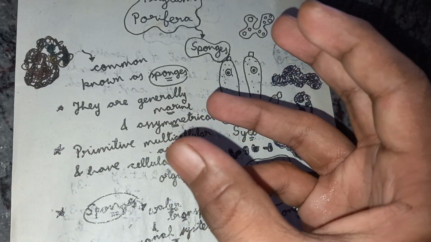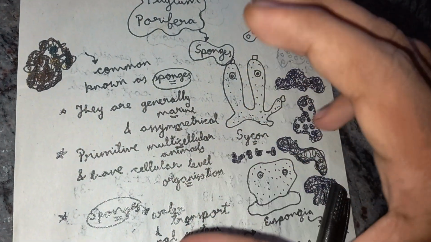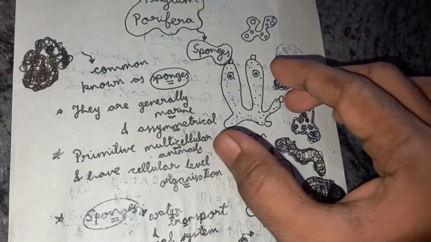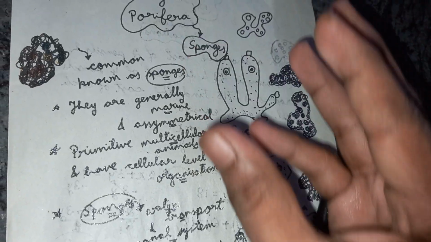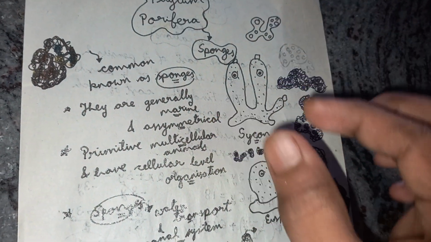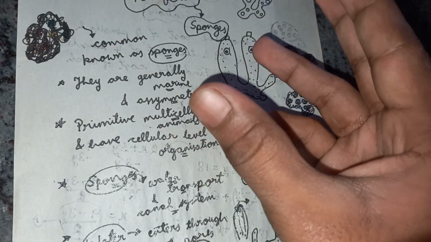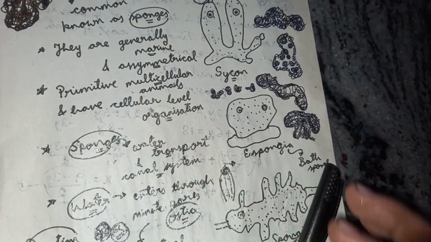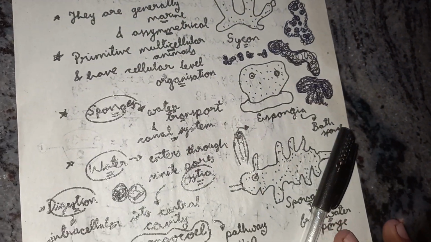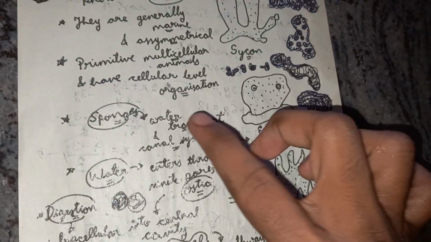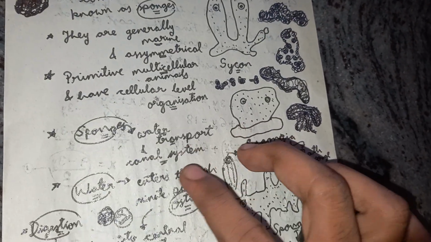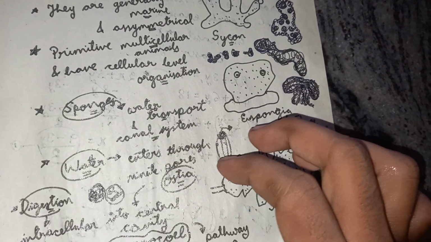If you take a pomegranate fruit, how the little fruits are joined, here also cells are just joined together without even a tissue. These are irregular, asymmetrical and without a proper shape. These are the actual sponges. This sponge is going to have a water transport and canal system.